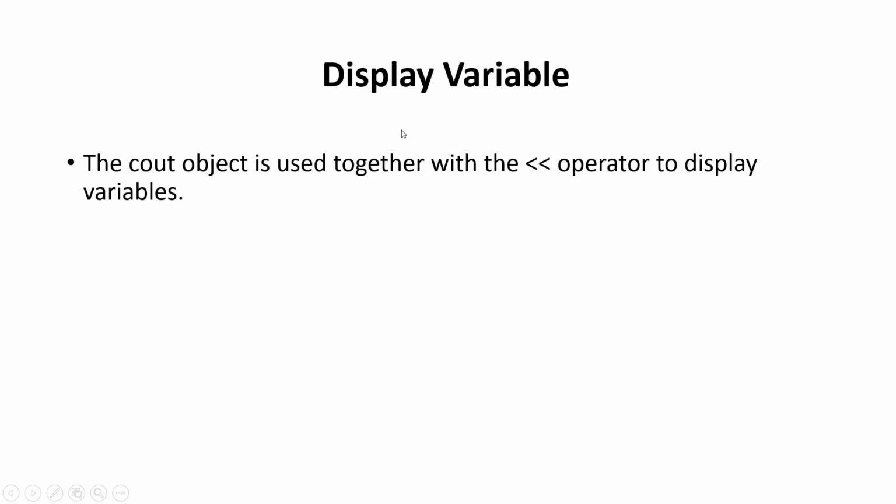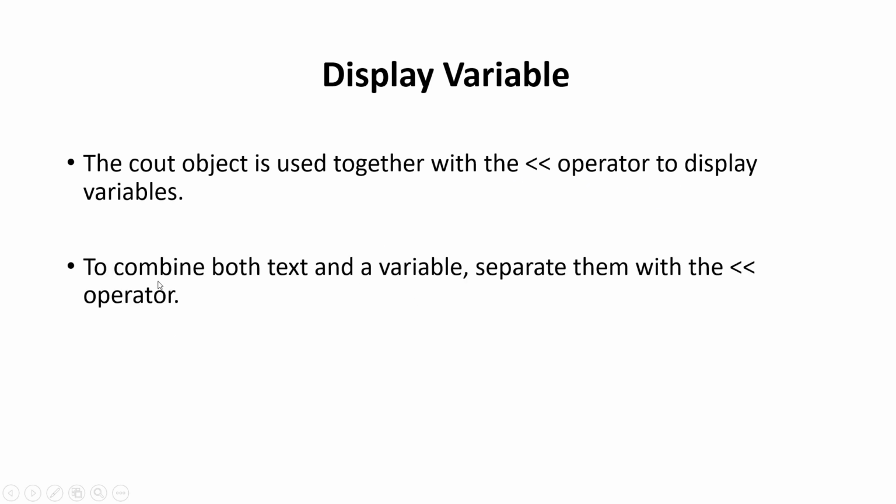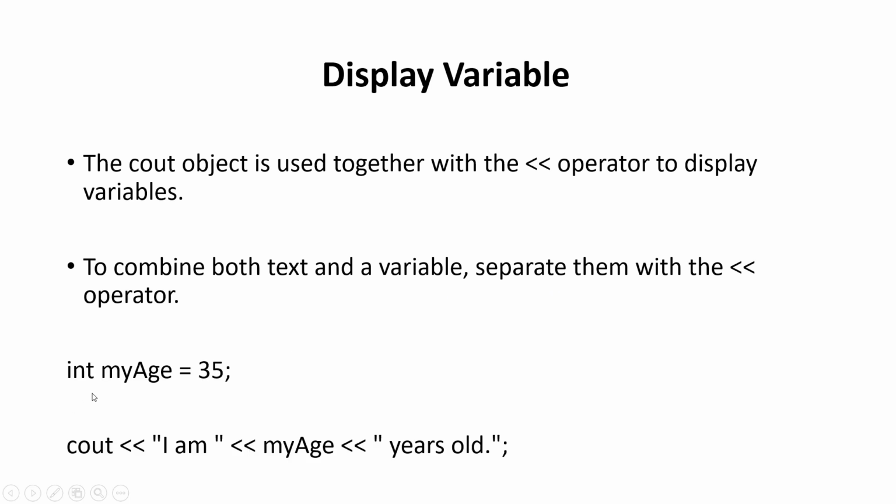Display variables. You can also display the value that is stored in the variable. The cout object is used together with the insertion operator to display variables. To combine text and variable, separate them with the insertion operator. Int my age = 35. I have created a variable my age, okay, 35, and in the second line I am going to print this with cout, double less than, in quotes, and double less than my age. My age is the variable name that I have declared above, and I am going to print this.